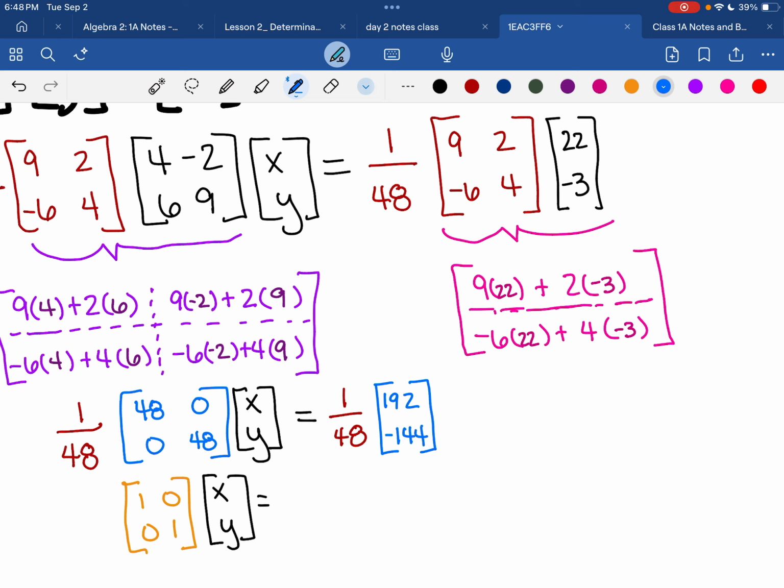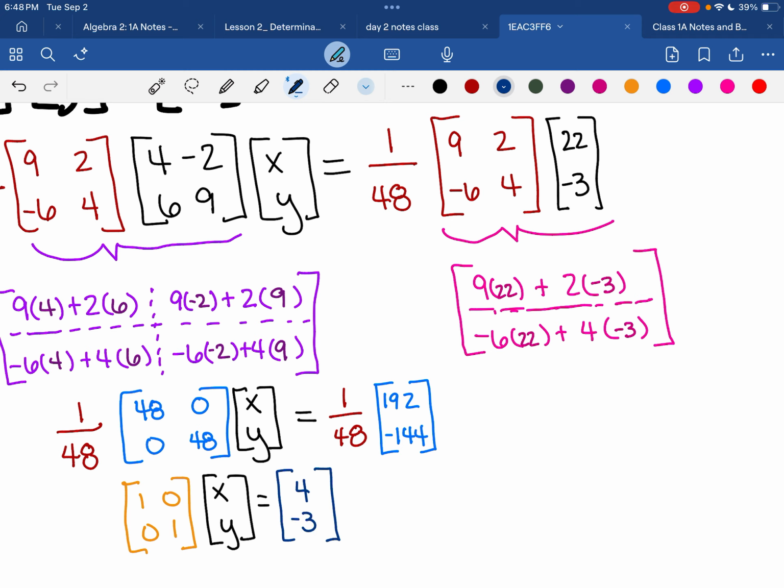And so what I'm going to do is take those two numbers and multiply 1/48 times 192 and 1/48 times -144, which means I'm just dividing by 48. I'm going to get two numbers. So 192 divided by 48 gives me 4. I want to say that's going to be negative 3, but I don't check. And this is negative 3.